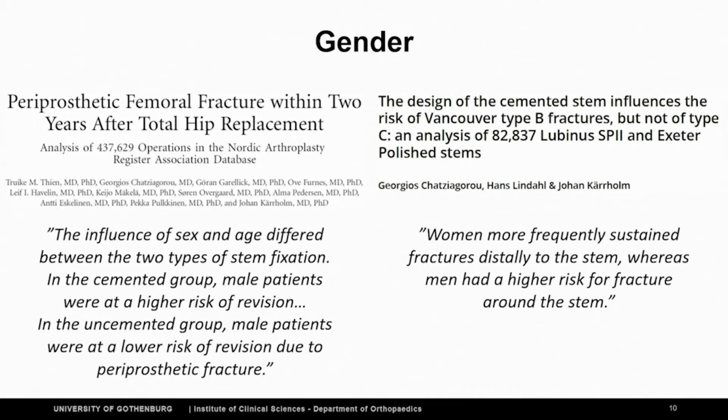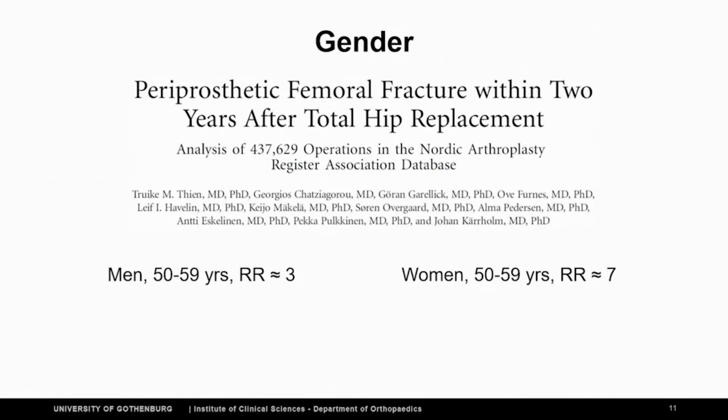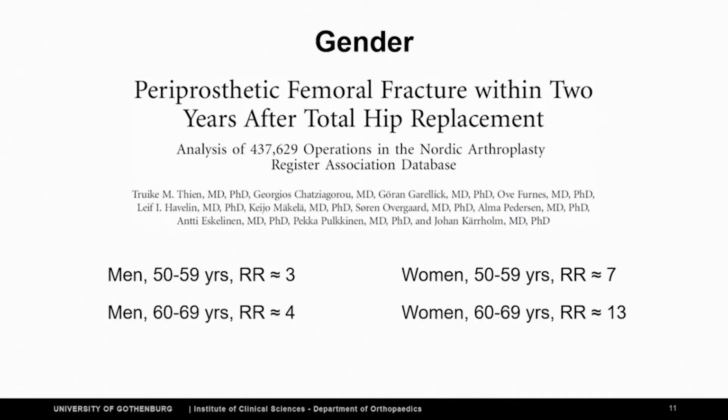Uncemented fixation had a higher impact in women than in men. Men at the age of 50 to 59 with uncemented stem had 3 times higher risk for periprosthetic fracture compared to men with cemented stem, while women at the same age and with uncemented stem had 7 times higher risk than women with cemented stem. At the next age group, between 60 and 69 years, the relative risk increased in men from 3 to 4 times, but in women from 7 to 13 times.